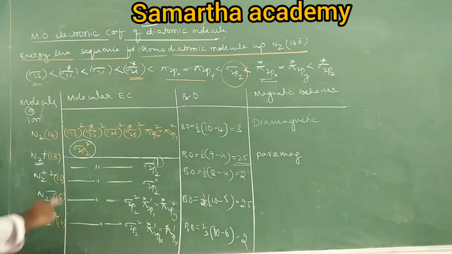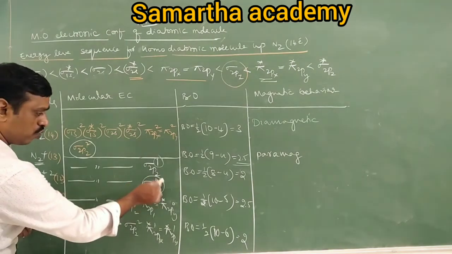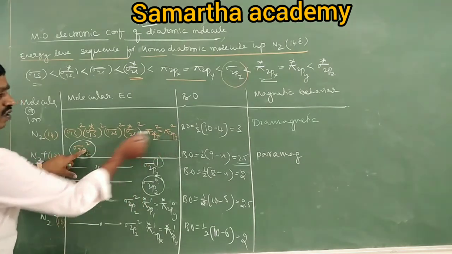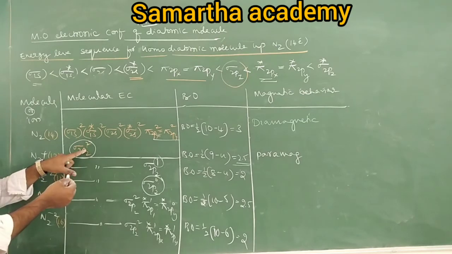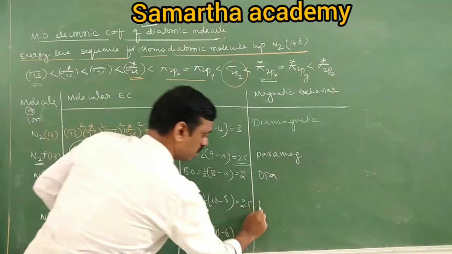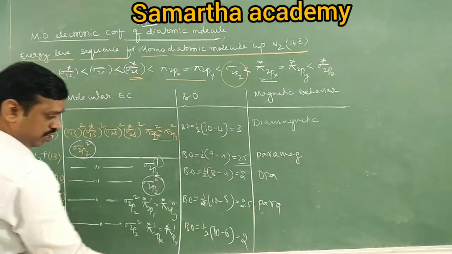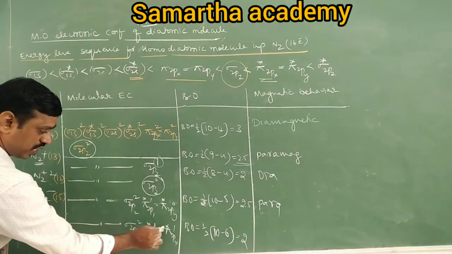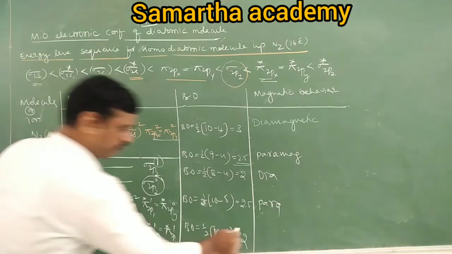Next, what about N2 plus 2? Para or dia? Dia. Why? You just remove that electron here, sigma 2pz becomes 0, it means all orbitals are paired. Since all are paired, it is dia. Next, the fractional one is para. Next, it is a whole number, but pi star 2px and pi star 2py have 1 each. So therefore it is para.